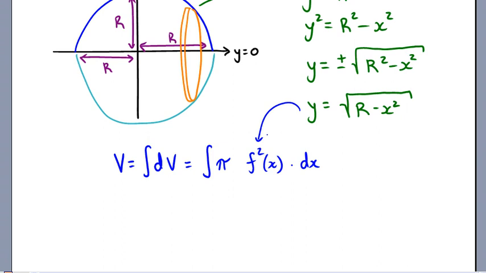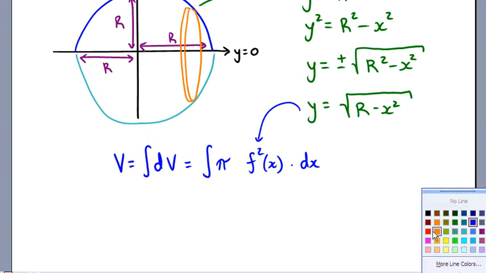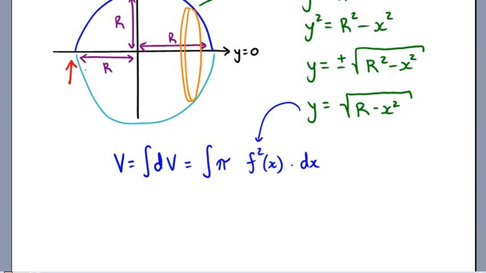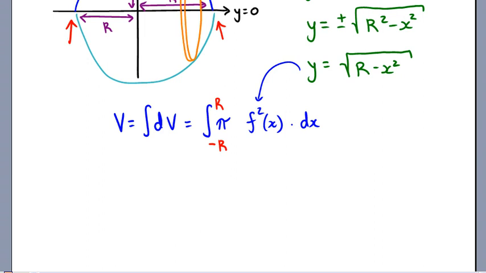Now, where does it begin and where does it end? Well, the whole story, it starts here and it stops there. So we're actually going to be going from negative r to r. I guess you could just go from 0 to r and double your answer because this ball is symmetric right around the origin. But we're going to do the whole thing from negative r to r. Okay, now here goes. I'm going to go from minus r to r. Yeah, there's a pi.